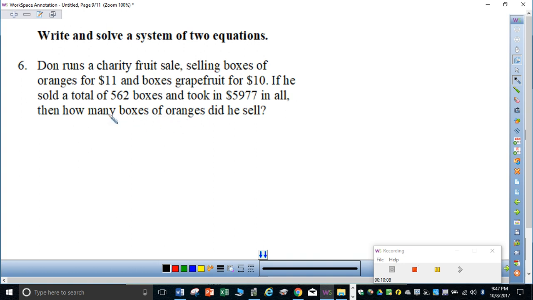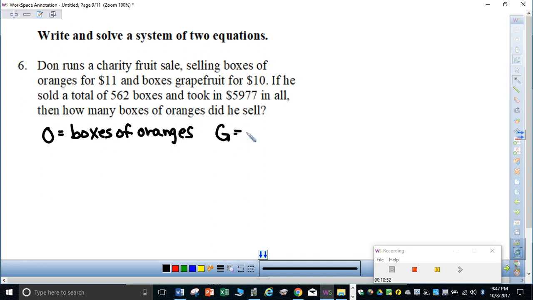just how many boxes of oranges did he sell. But there's also boxes of grapefruit. So I'm going to use O to represent the number of boxes of oranges. I'm going to use the variable G to represent the number of boxes of grapefruit. And you can use X and Y. That's fine. Just define your variables in your first step, so tell me which one each represents.